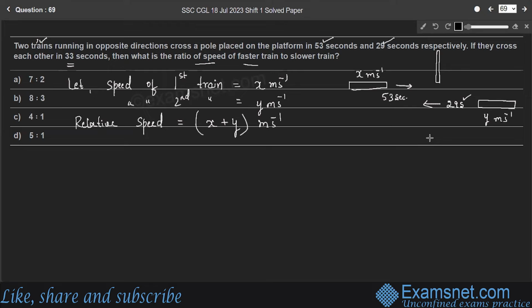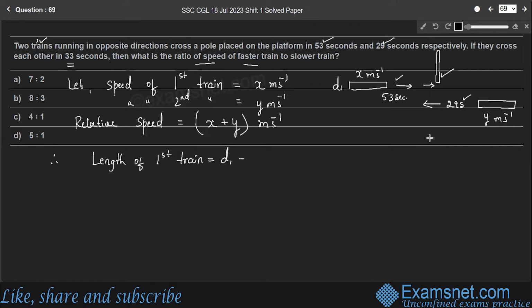So now we need to find the distance covered by each train, right? Here, consider the first train. When it crosses the pole on the platform, while crossing, it has to cover its own length. The whole length of the train has to be covered, right? So if D1 is the distance covered by the first train, D1 is nothing but its whole length. Therefore, the length of the first train is nothing but the distance covered by it while crossing the pole.